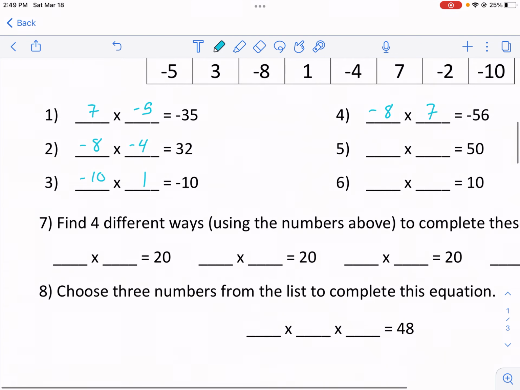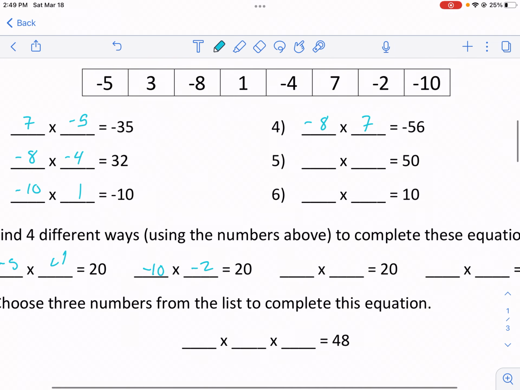All right, find 4 different ways using the numbers above to complete these equations. So now we have something a little bit more challenging. We're going to have negative 5 times 4. Okay, we're going to have negative 10 times negative 2. And then let's see if we can come up with another one. Probably negative 4 times negative 5. And I'm going to say the last one for you. I'm sure you guys can figure it out.